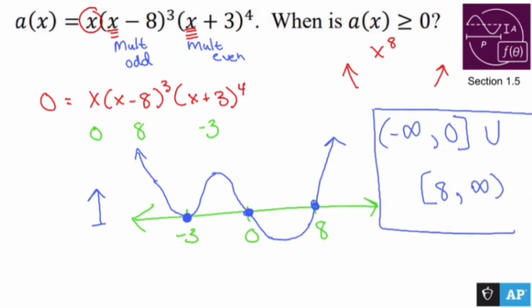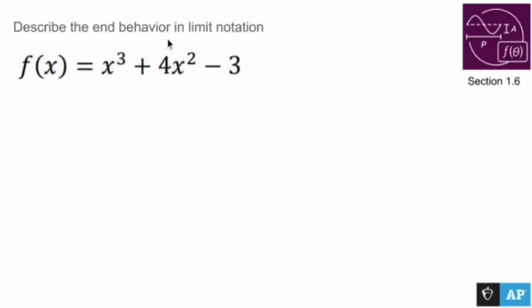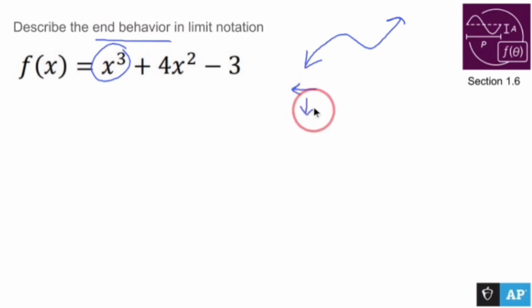So much fun. Describe the end behavior in limit notation. Well, what I have here is an x to the third is my largest term here, and I have nothing in front of x to the third, which means I have a regular old cubic. Since my leading coefficient is an invisible positive 1, it's going to look something like this. I don't know exactly how it looks, but all I care about is the fact that I have end behavior. And on the left side, as I move to the left, I go down, and as I move to the right, I go up.